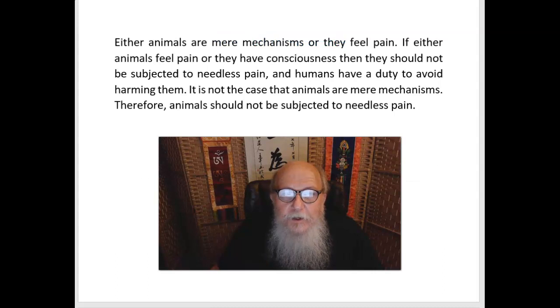So consider this argument, which you might come across in life or even on an exam. Either animals are mere mechanisms or they feel pain. If either animals feel pain or they have consciousness, then they should not be subjected to needless pain, and humans have a duty to avoid harming them. It is not the case that animals are mere mechanisms. Therefore, animals should not be subjected to needless pain.